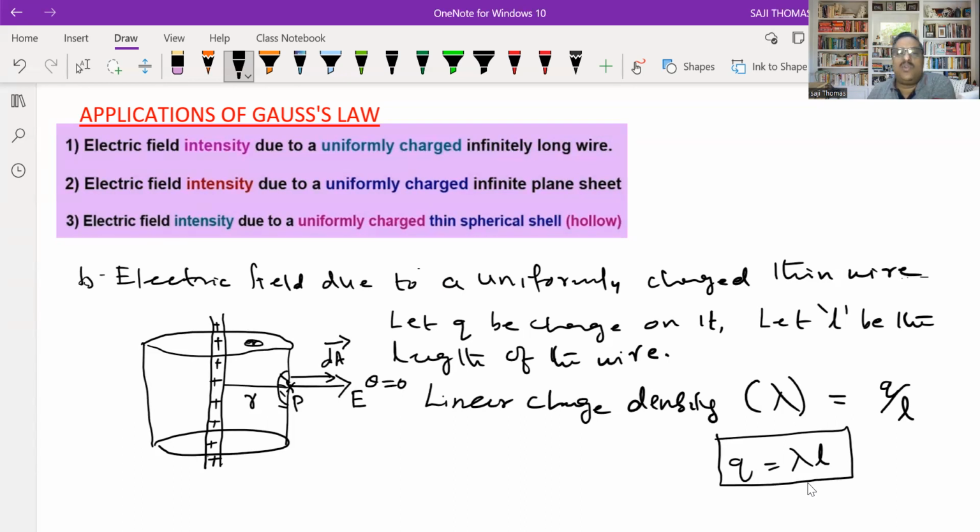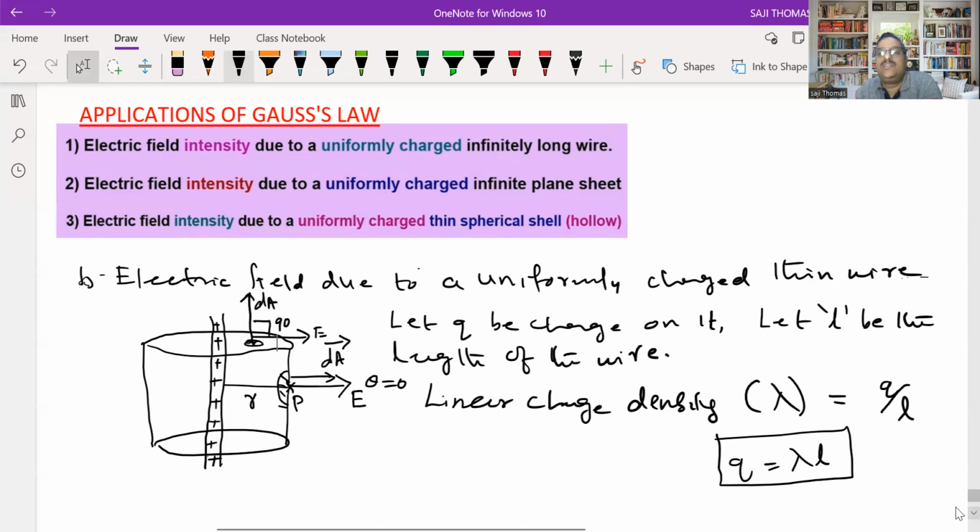If you consider a small area on the flat surface, the normal is like this. The electric field is in this way, along the x direction. So this angle is 90 degrees. The angle between dA and E is 90 degrees. Okay, this you have to keep in your mind.